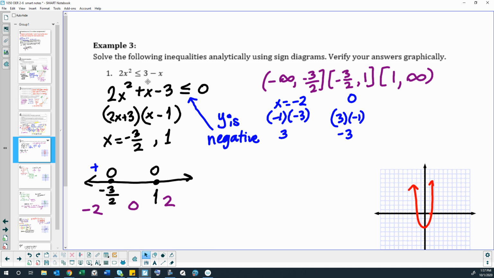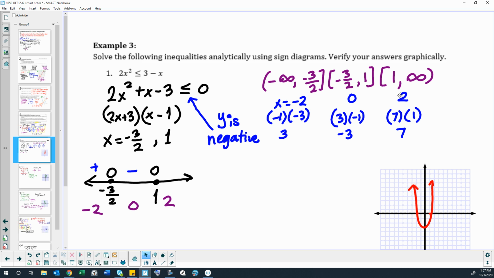Okay, next value is 0. So 2 times 0 is 0, plus 3 is 3, 0 minus 1 is negative 1, and 3 times negative 1 is negative 3, so a negative value. So that one does fulfill the requirement for our inequality. And we can put the negative in our sign diagram.